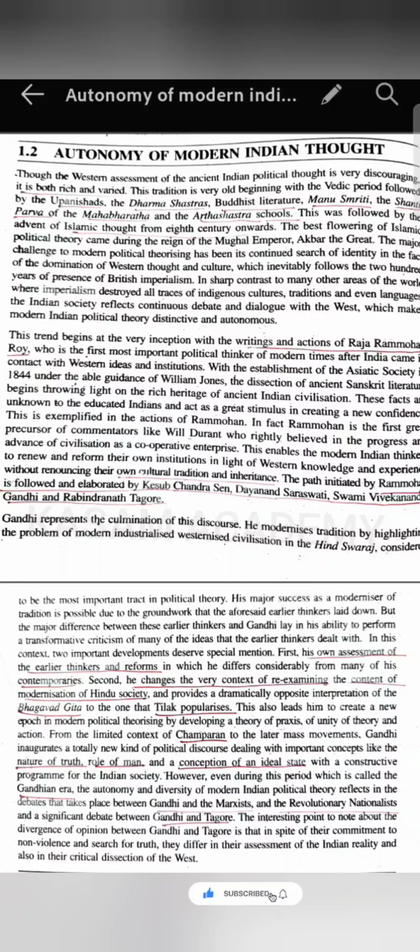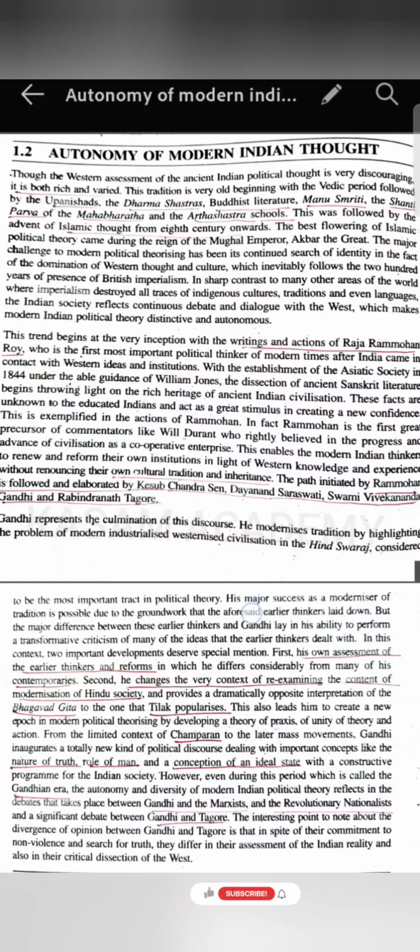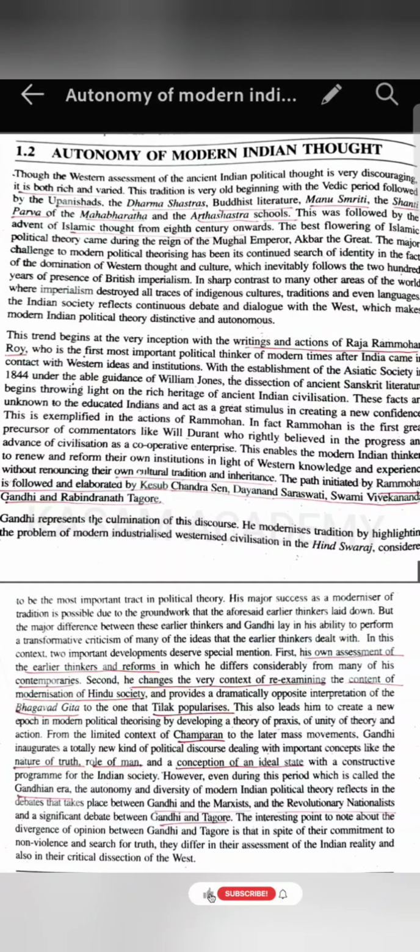The interesting point to note about the divergence of opinion between Gandhi and Tagore is that, in spite of their commitment to non-violence and search for truth, they differ in their assessment of the Indian reality and also in their critical dissection of the West. This can be a question like: write a short note on the autonomy of modern Indian thought.